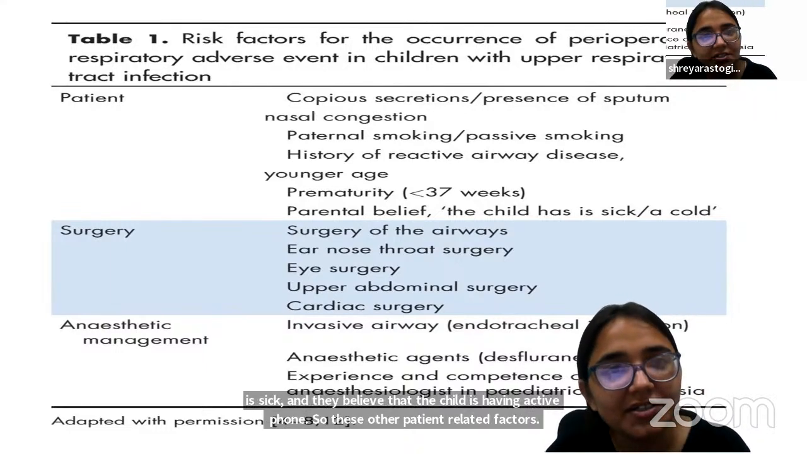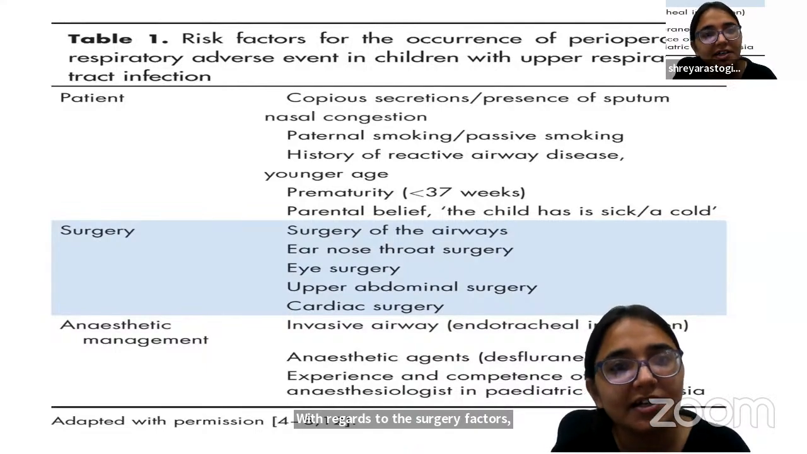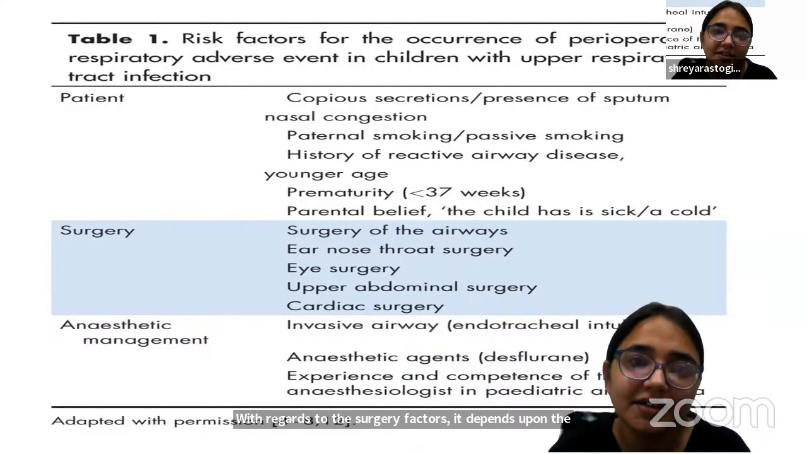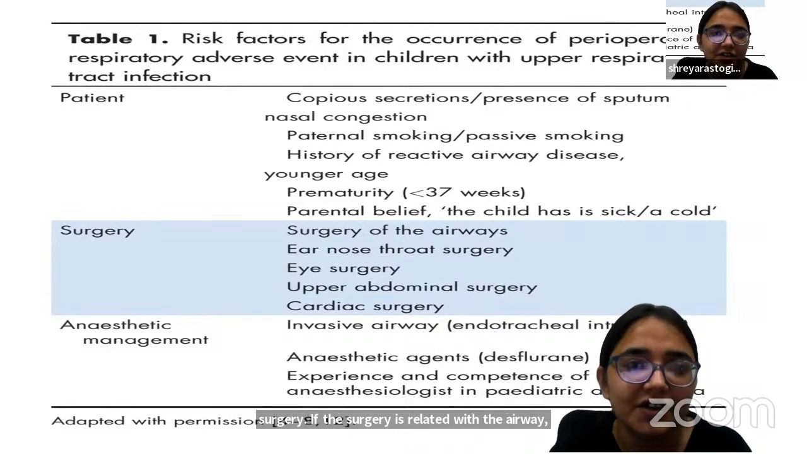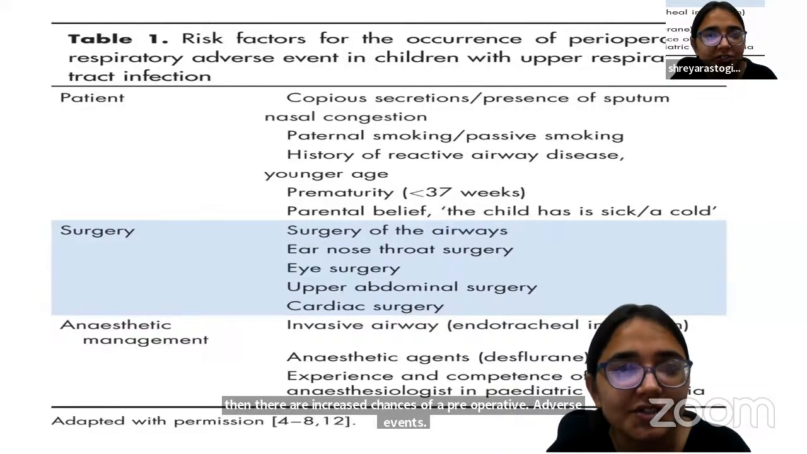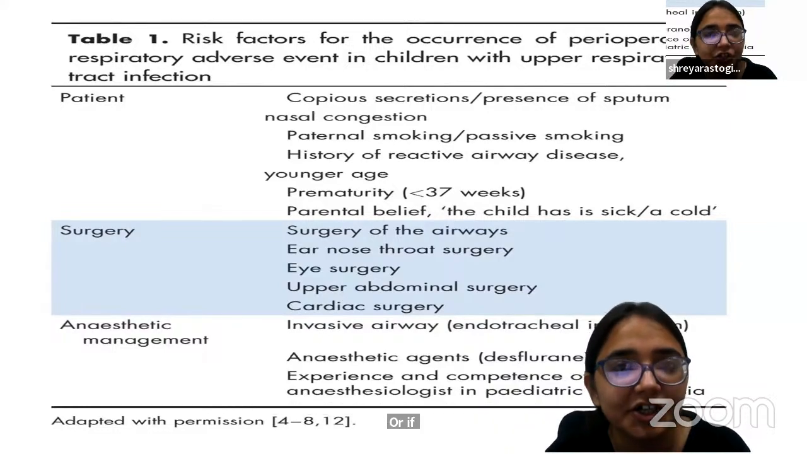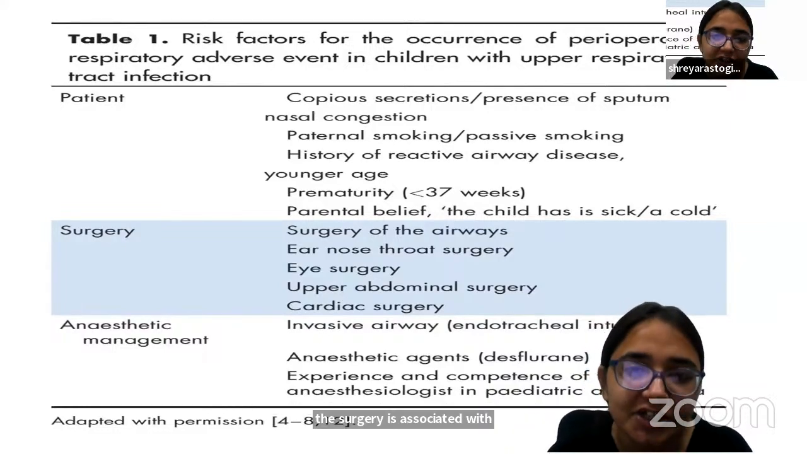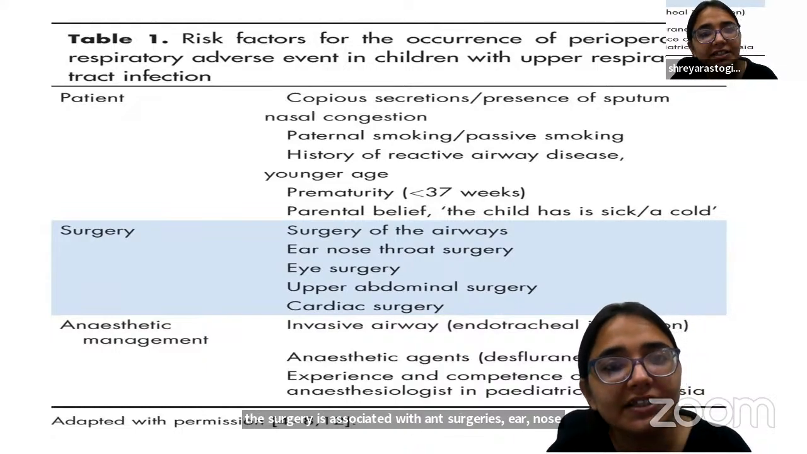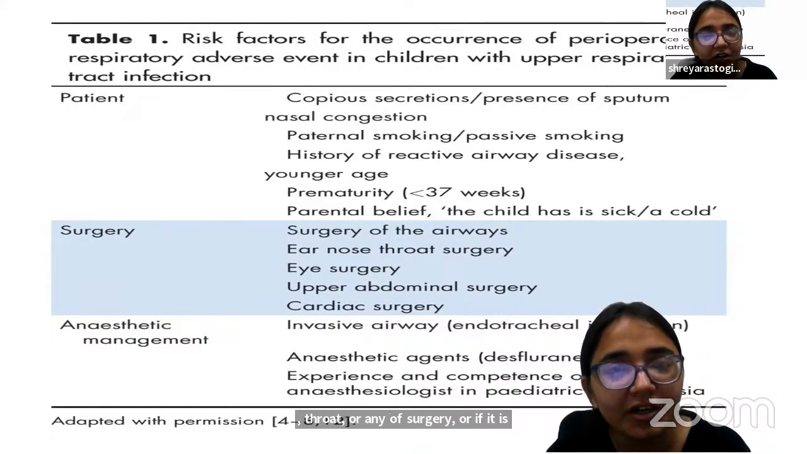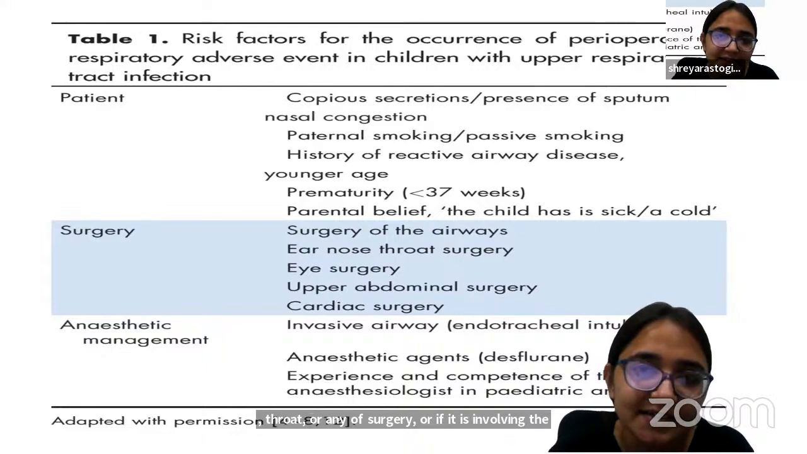With regards to the surgery-related factors, it depends upon the surgery. If the surgery is related to the airway, then there are increased chances of perioperative adverse events. Or if the surgery is associated with ENT surgeries, ear, nose, throat, or any ophthalmic surgery, or if it involves the abdomen, especially the upper abdomen, or if there is any thoracic surgery.